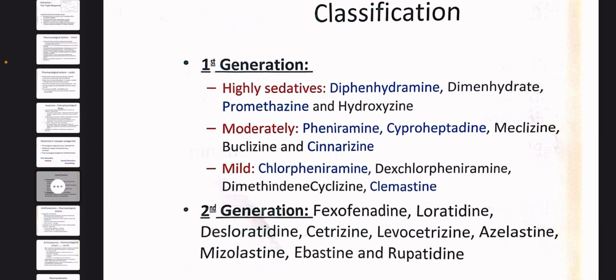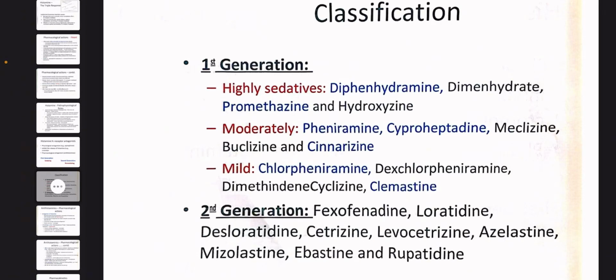They are highly sedative. That's where we must remember things like diphenhydramine, dimenhydrinate, promethazine, very common. The ones that are moderately sedative, first thing that should come to your mind, cyproheptadine, because cyproheptadine is also an anti-serotonin. It blocks both serotonin and H1 receptor. Buclizine is also another example. The ones that are mildly sedative, that's where you have things like chlorpheniramine. It's an example of mildly sedative.